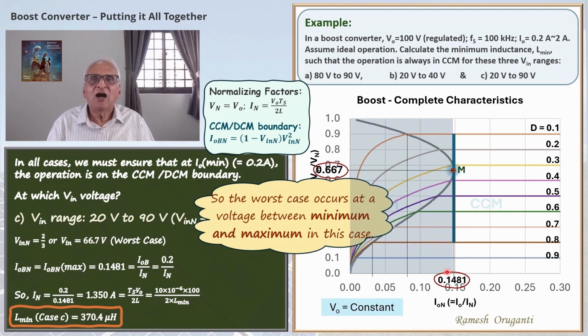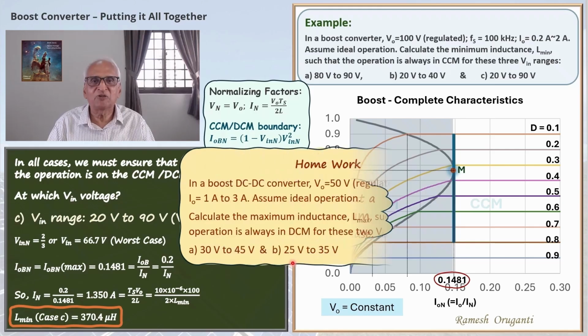We have seen how the visualization of the complete characteristics helps in understanding the design of the converter. Suppose instead of CCM operation, we want to keep the complete operation in DCM. Then how would you go about it? In some cases, because of dynamic response issues, people may not prefer to operate a boost converter in CCM. They may prefer to operate it in DCM. In which case, how will the inductor be chosen? That is given as a homework problem.